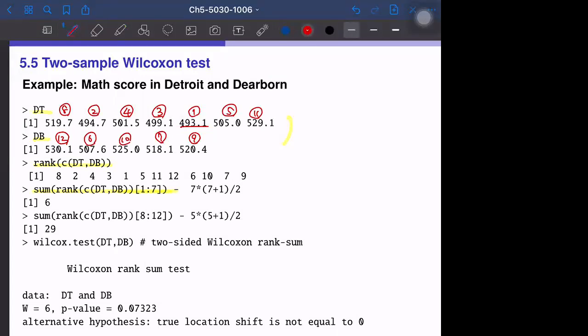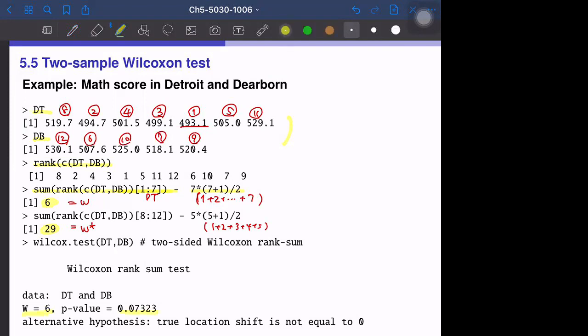So we calculate these ranks and the summation of 1 to 7. 1 to 7 is Detroit, and we subtract this number. This is basically the smallest possible summation, that is 1 to 7, 28. And the Dearborn smallest possible summation is 1 to 5, so 15. So we calculate this, and Detroit has the statistic W. So this is W, and for Dearborn, W asterisk is 29. And the Wilcoxon rank sum test reports just 6.